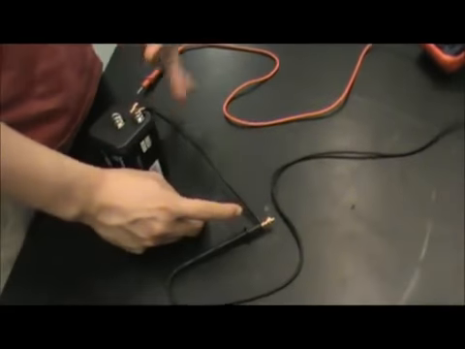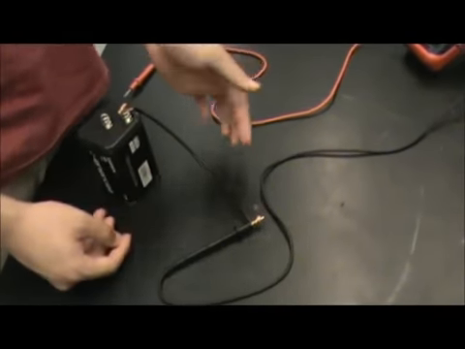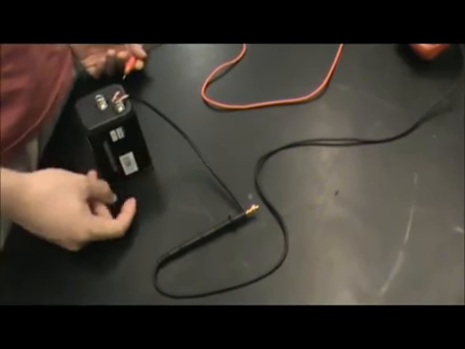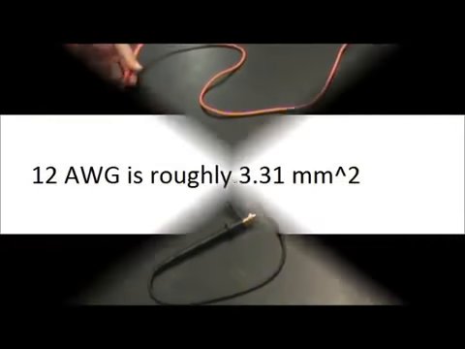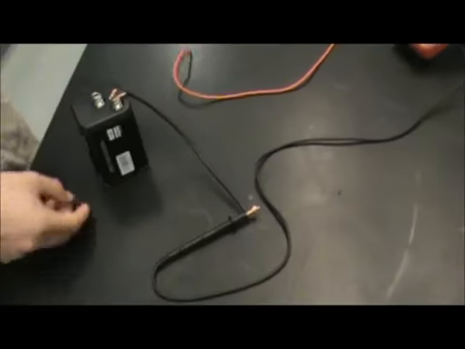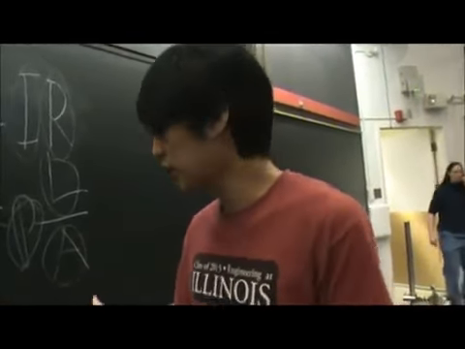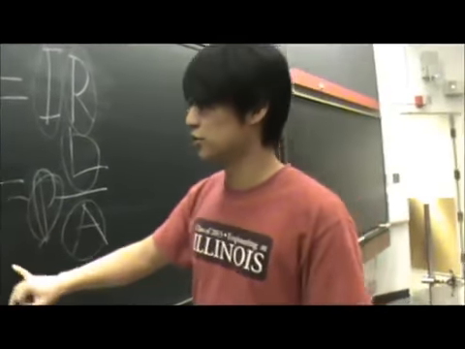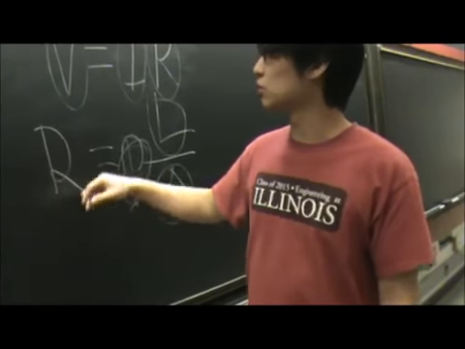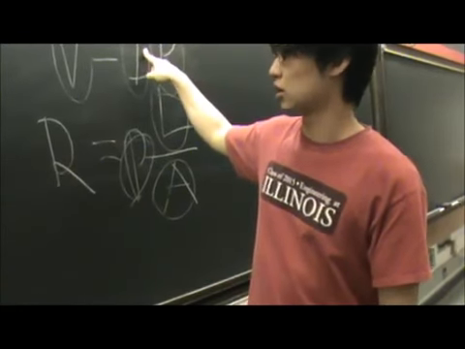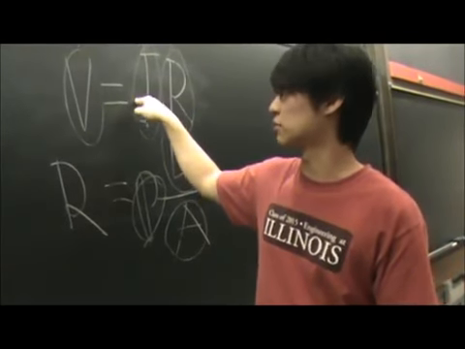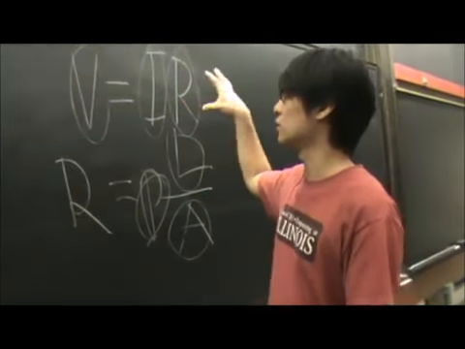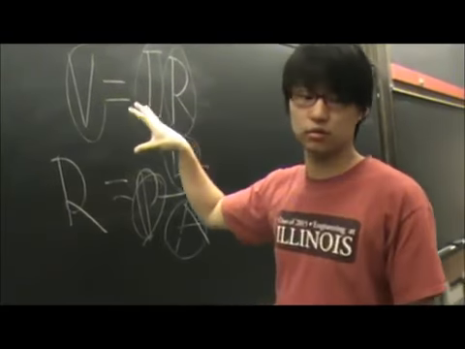So now we change the wire. It's the same length of 30 centimeter. It's made out of copper also, but the cross-sectional area is different. It's 12 gauge. So this one is the thicker one. According to our theory, according to our equation, the bigger the cross-sectional area, it should give us less resistance. Thus, we should get a larger current because our voltage is fixed and the resistance is smaller now.